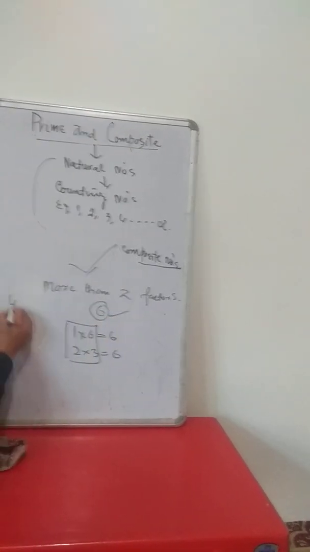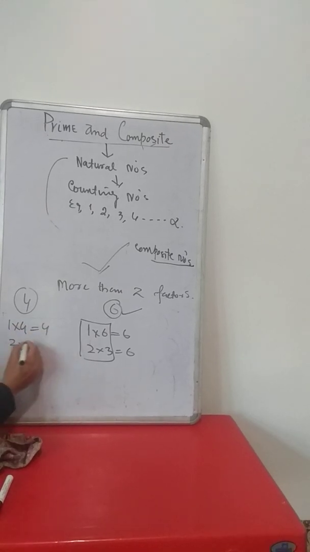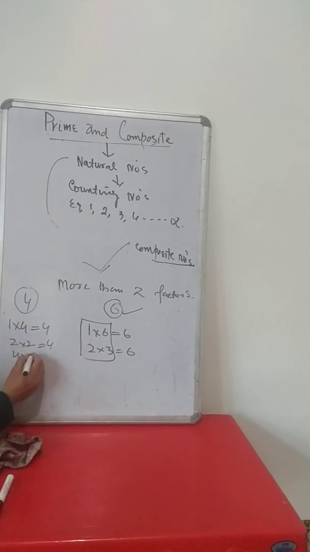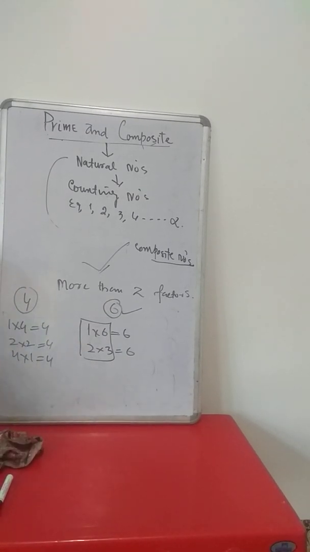Another example, if we talk about 4: 1 into 4 is equal to 4, 2 into 2 is equal to 4, 4 into 1 is equal to 4. It also has more than 2 factors, therefore 4 is also a composite number.